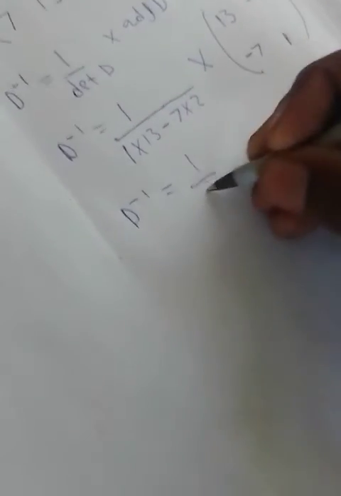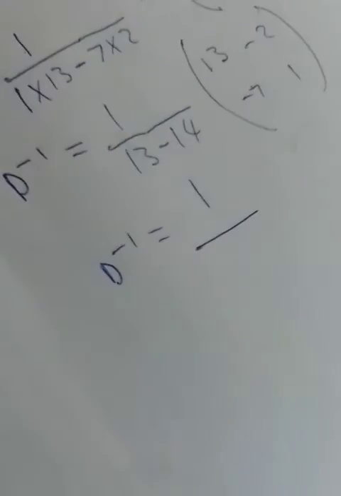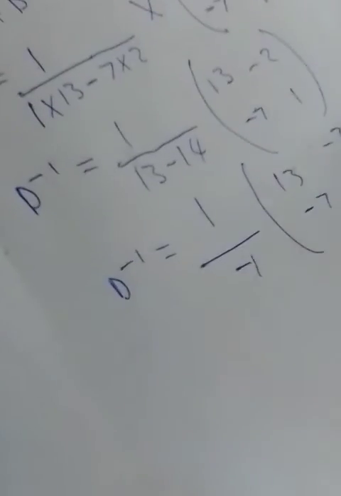So D, the inverse, say 1 over 13 minus 14. Like that. And we'll say times. So anything in brackets means times. And then we'll say 13, negative 7, negative 2, and 1. Then we say 1 over 13 minus 14, it's negative 1, times this matrix, which is the adjoint, times the adjoint.